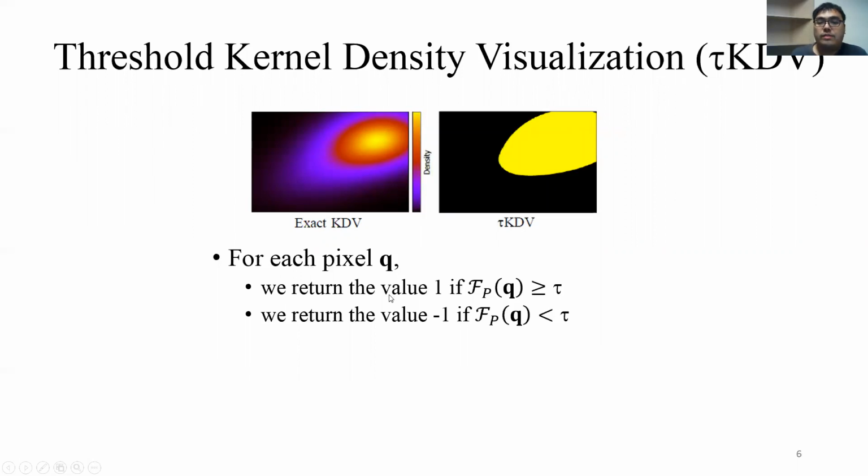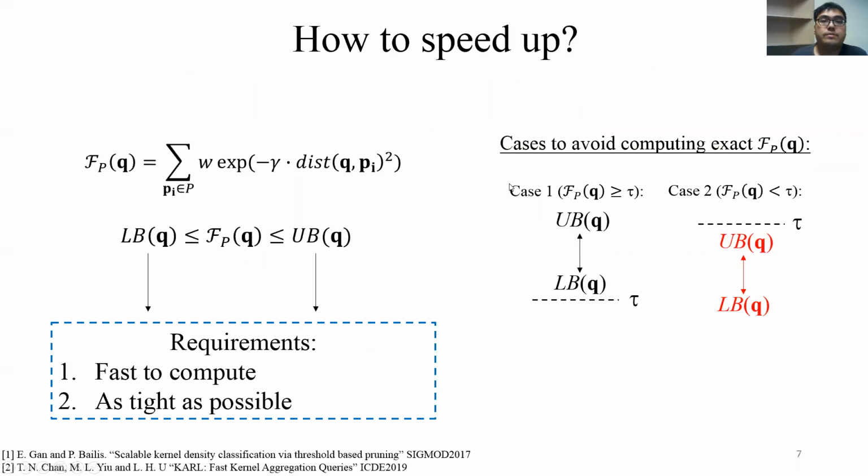Instead of evaluating the exact kernel density function value for each pixel, we classify the value to be a high density or low density in this figure. So that's why we have these figures. This yellow part represents the higher density regions, and this black part represents the low density regions.